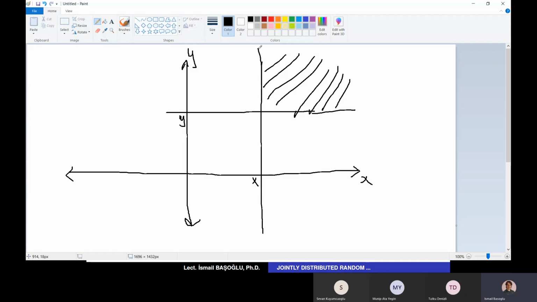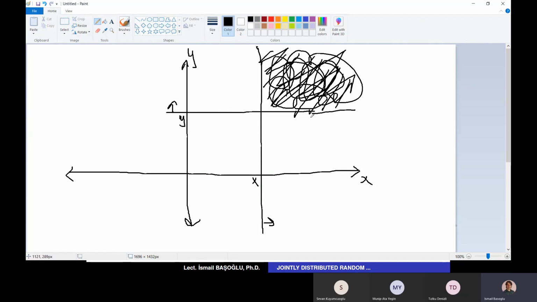By the way, I haven't drawn anything related to probability distribution. This is just a domain, indicates the event, okay? So X is greater than x, and Y is greater than y value here. So we are interested in calculating the probability of that region.